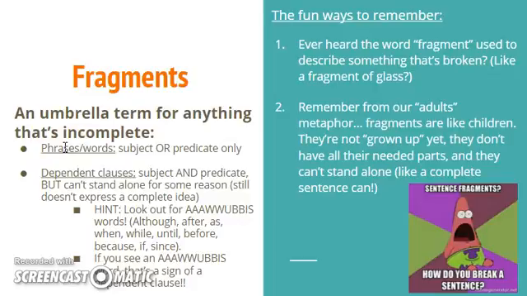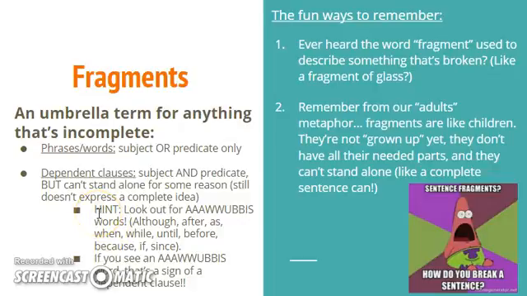The other big type of fragment is a dependent clause. Unlike independent clauses, a dependent one can't stand on its own. It does have a subject and predicate, but something is wrong with it and it can't stand alone for some reason. Maybe it doesn't express a complete idea yet. Maybe words are missing.